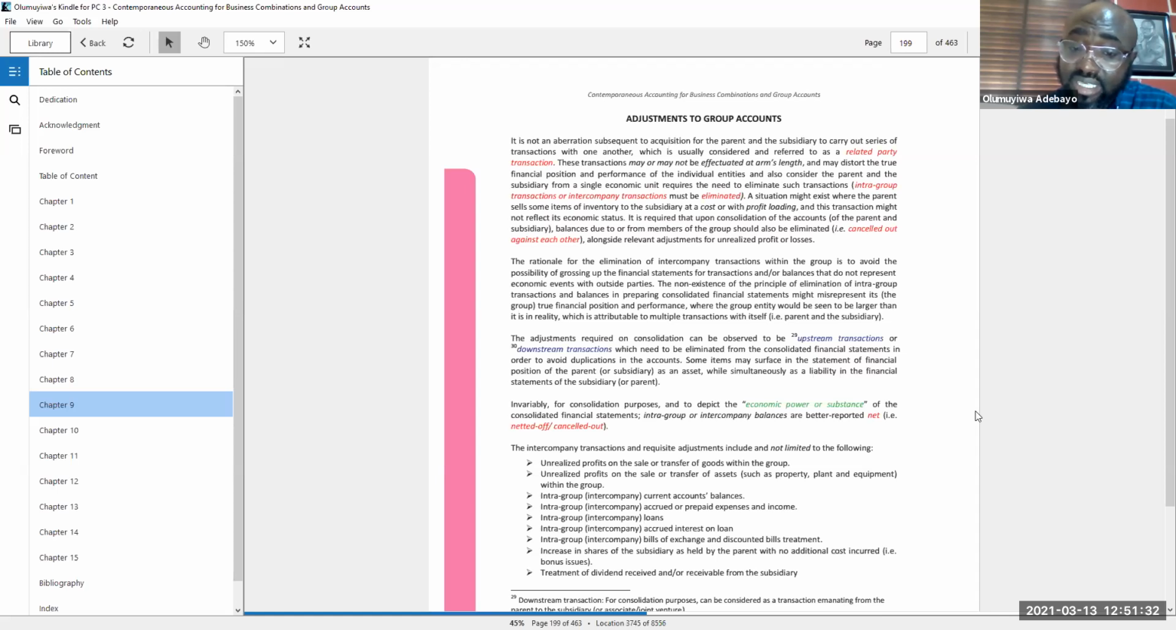unrealized profit on transfer of assets; issues that border on elimination of group balances or intercompany balances, also known as current balances; adjustment of intercompany accruals and prepaid expenses; elimination of intercompany loans, likewise interest accrued on loans; issues that border on bills of exchange; accounting for cash and goods in transit prior to elimination of intercompany balances that fail to agree; elimination of dividend receivable and dividend payable; and issues that border on issue of shares without additional payment or cost, which speaks to bonus issues. All of these are what we are going to consider in the course of this discussion.